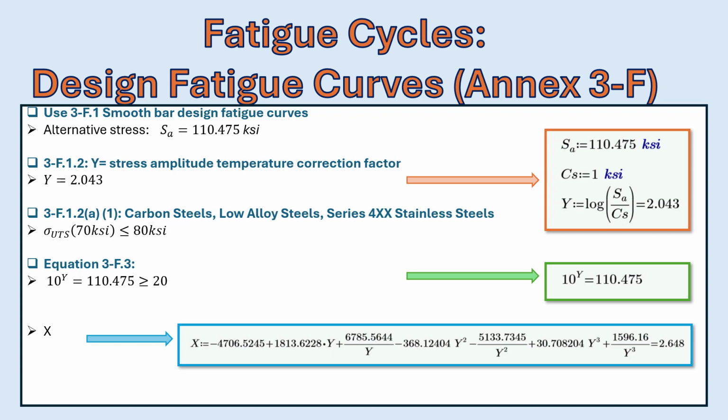The first thing we need to know is the alternating stress on which we need to find the life. In the previous slide, we found that the alternating stress is 110 ksi. For that, we need to find how many cycles of life the part is going to sustain for this stress. So using the 3F1 smooth bar design fatigue curves, the alternating stress is 110 ksi. The next step is to find the value of Y.